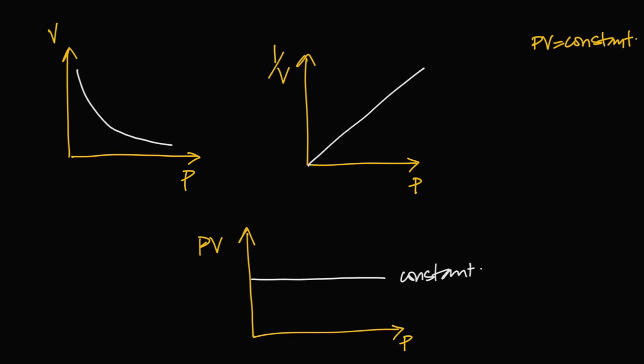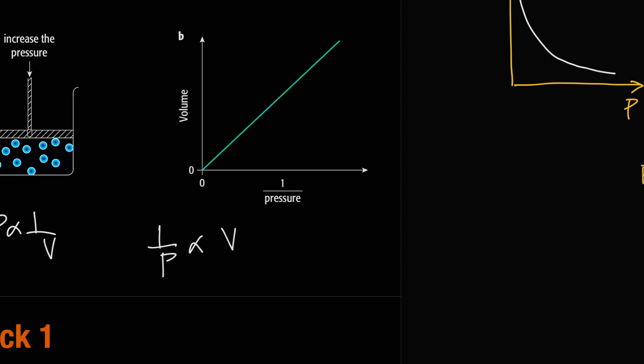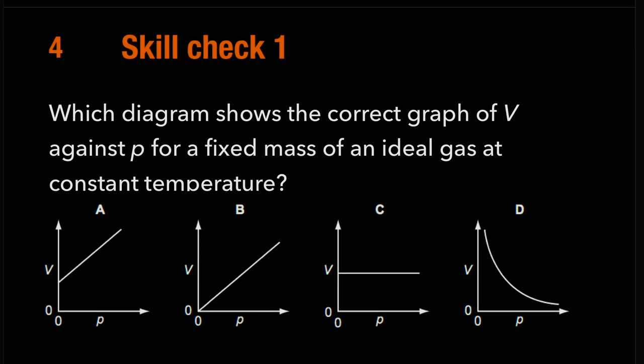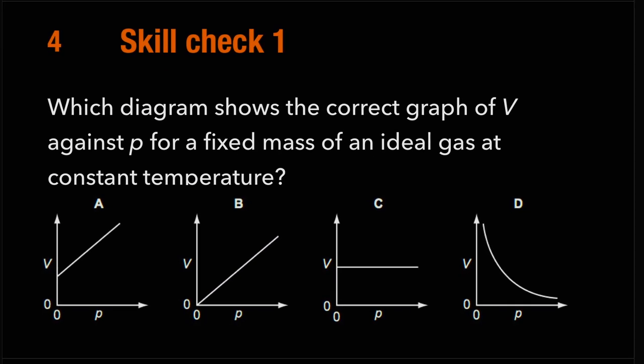In all of these cases, we are assuming that temperature and the number of moles are constant. Because if they change, the relationship will change. So scrolling back now to a particular skill check here. Of all the 4 graphs, which would represent the graph of volume against pressure for a fixed mass at constant temperature? D. Yep. Absolutely.